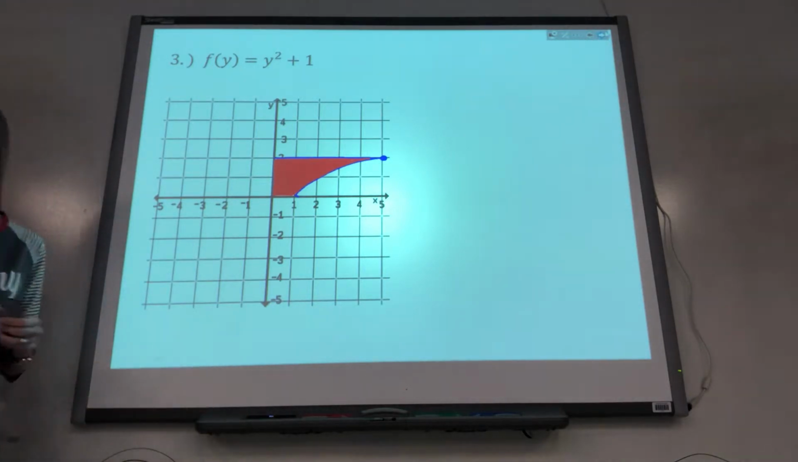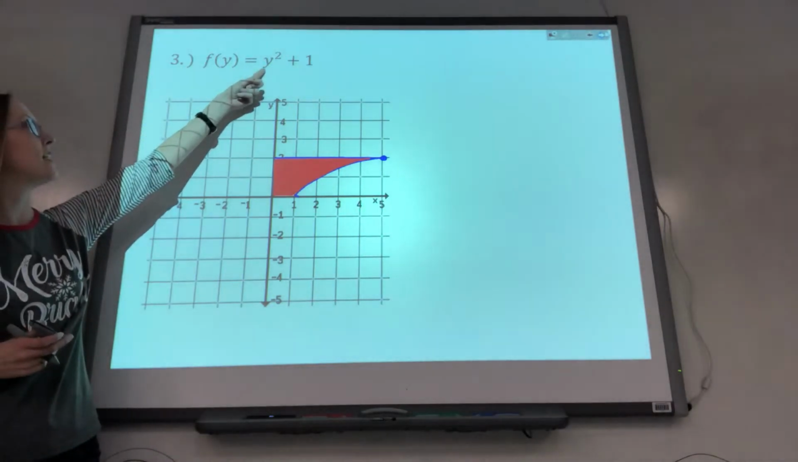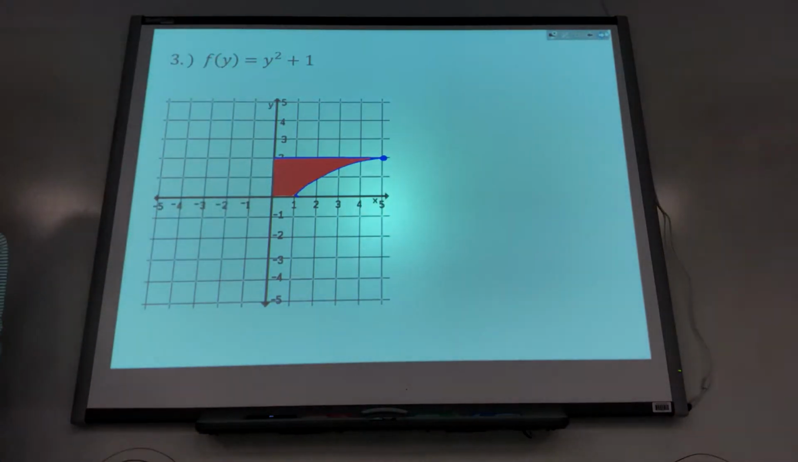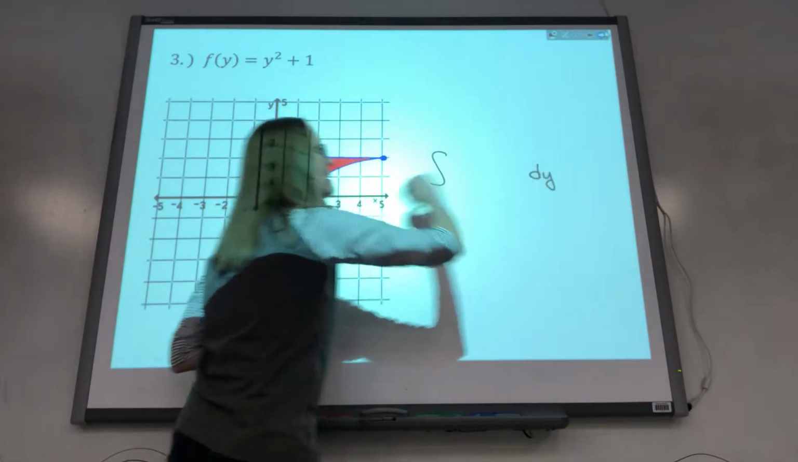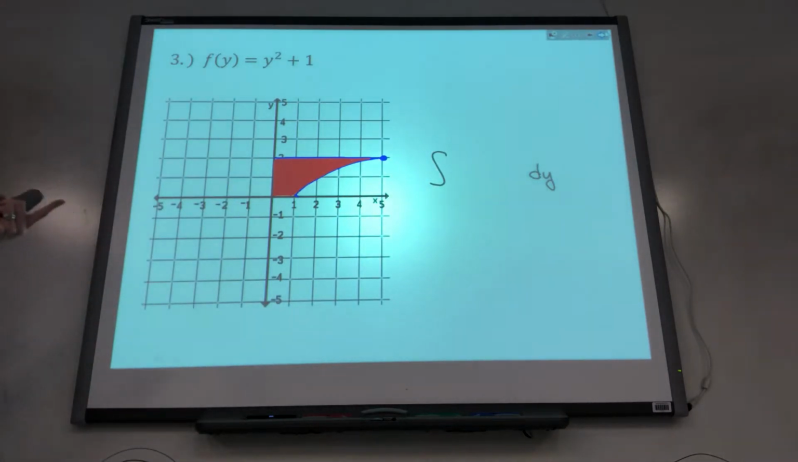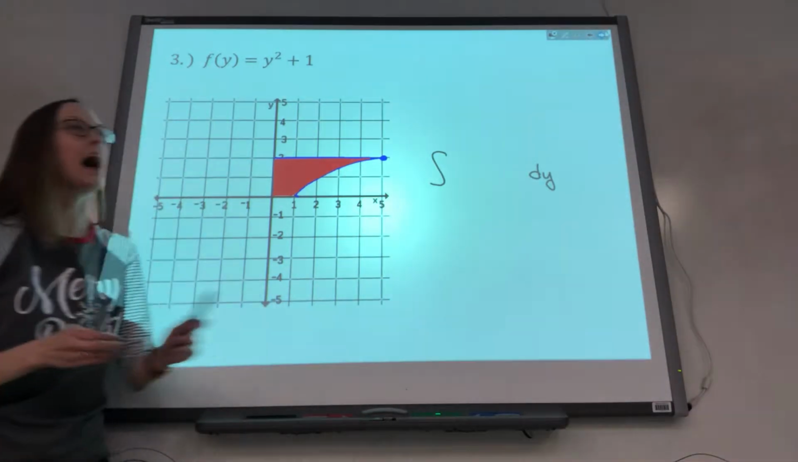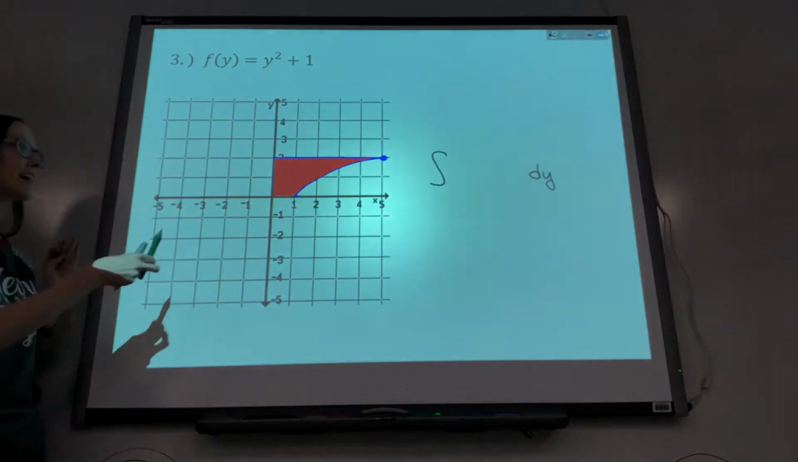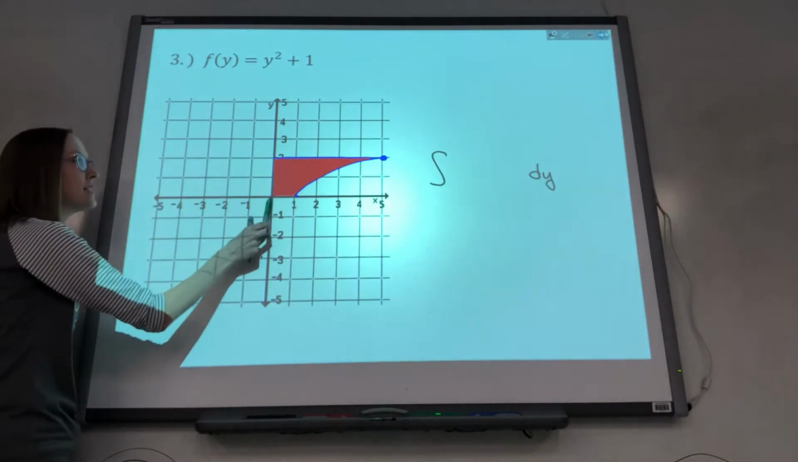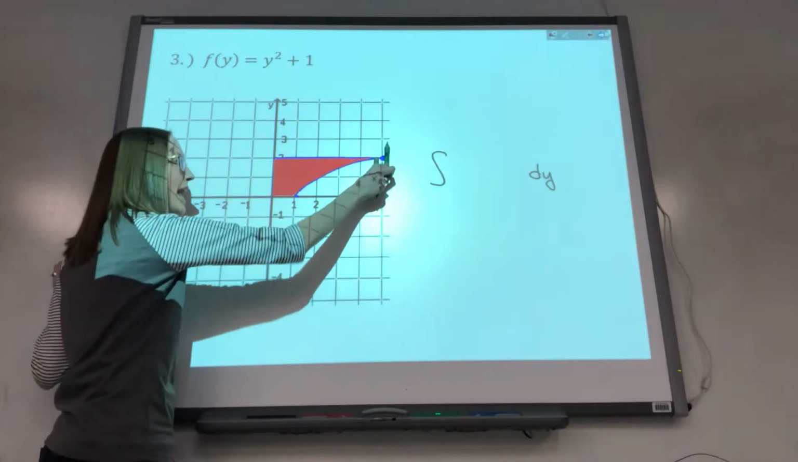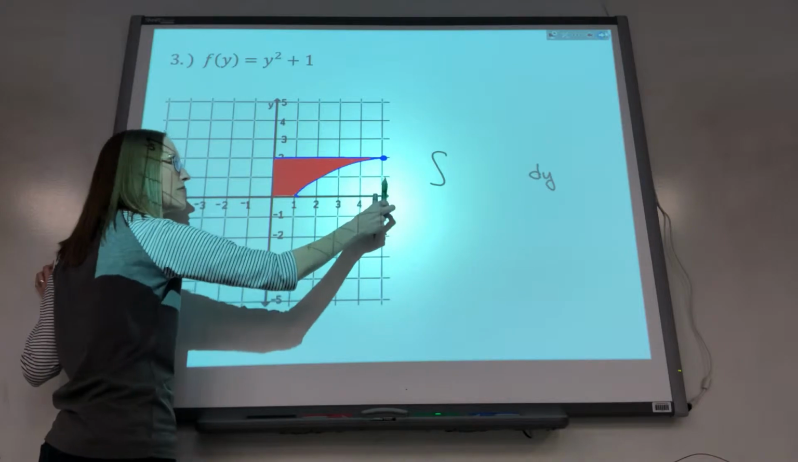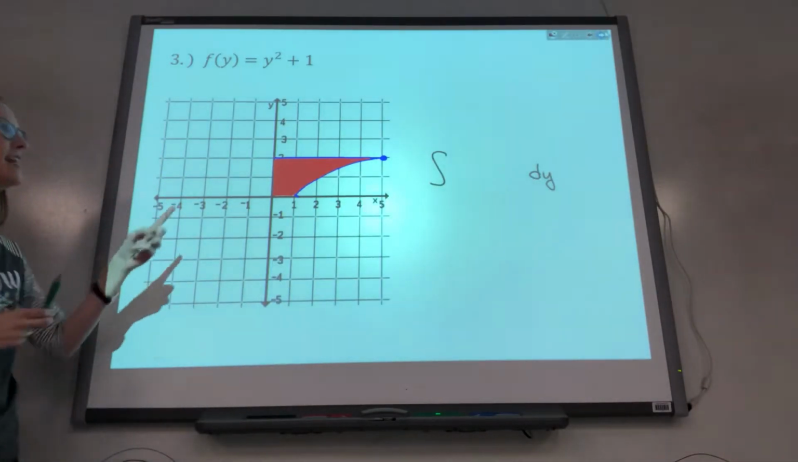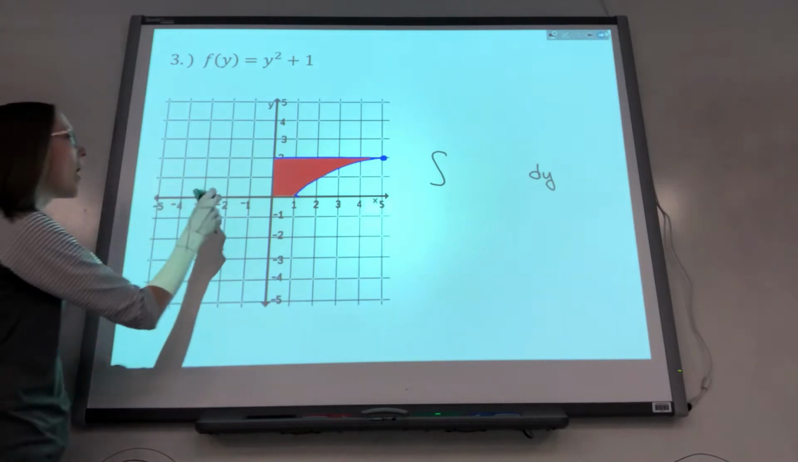But this is what we have to be careful about. The function is in terms of y, which means by the time I'm done setting up my integral, it needs to be with respect to y instead of with respect to x. So, if I was integrating with respect to x, I would probably use 0 and 5 because that looks like the smallest x and that would be the biggest x. But we're doing it with respect to y.